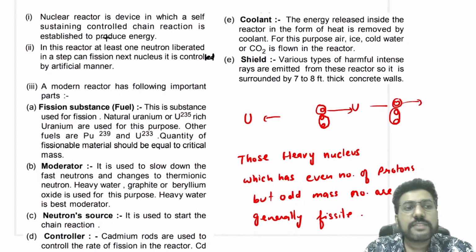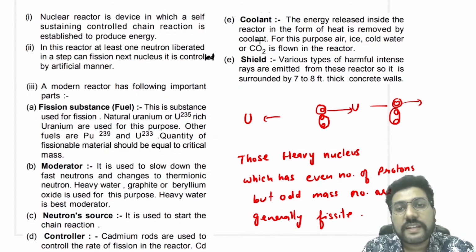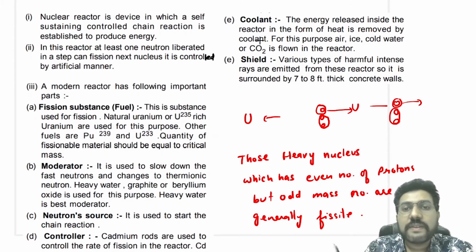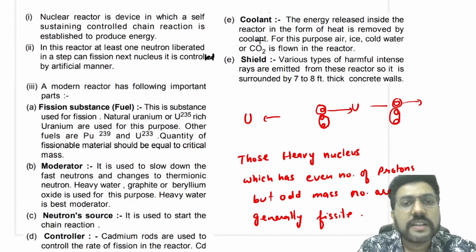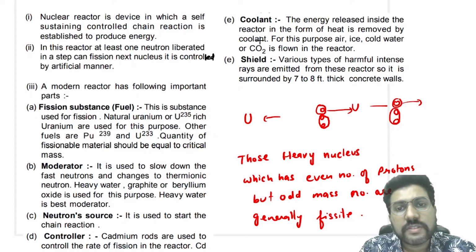then the next thing is coolant. The energy released inside the reactor in the form of heat is removed by the coolant. Obviously, there will be energy released inside the reactor and you have to cool it down. Okay, so for that some coolants are used. For this purpose sometimes ice, cold water or dry ice is used in the reactor.